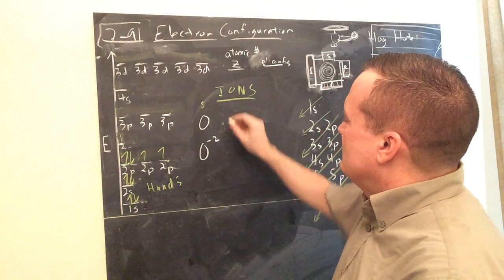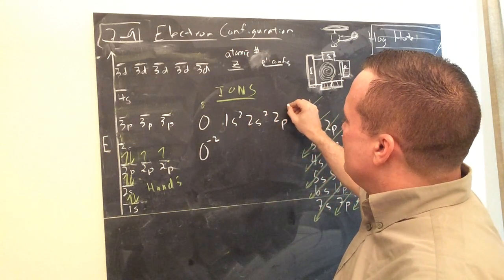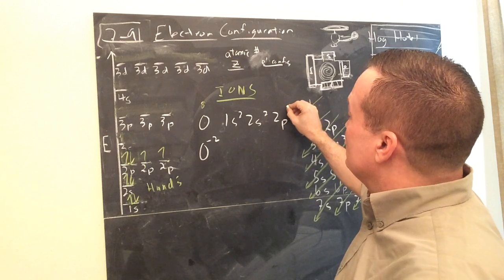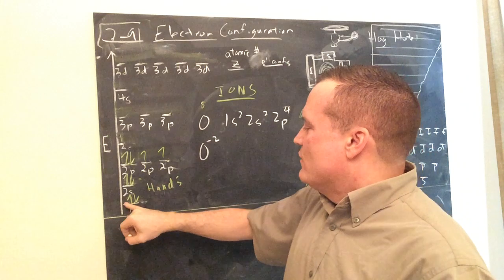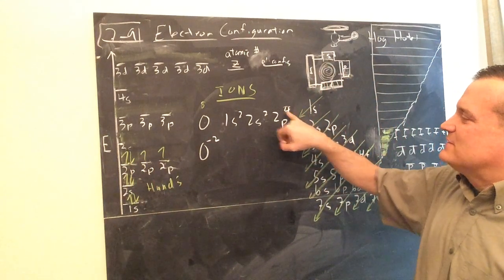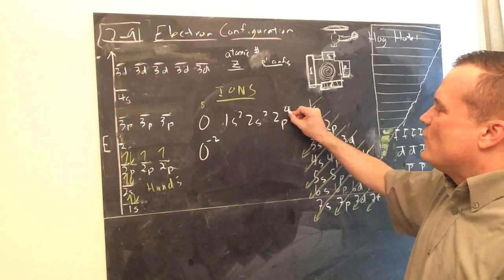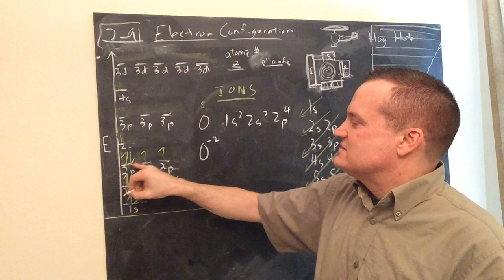1s2, 2s2, 2p4, sorry. 4, 5, 6, 7, 8. Okay. 1, 2, 3, 4, 5, 6, 7, 8. Actually, the top numbers will add up to 8 also. I didn't tell you that earlier. 2 plus 2 plus 4 is 8. 1, 2, 3, 4, 5, 6, 7, 8.